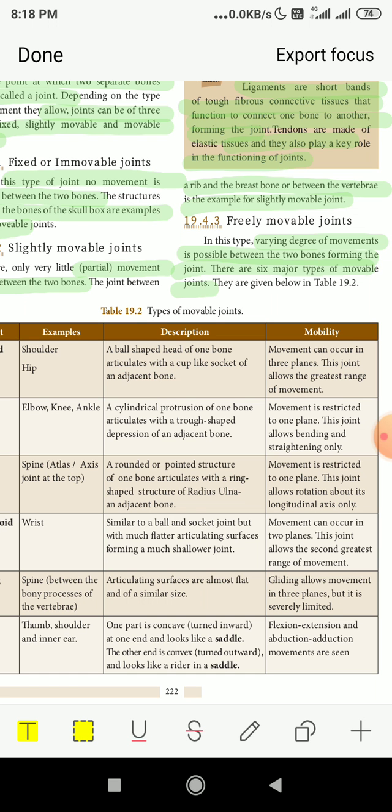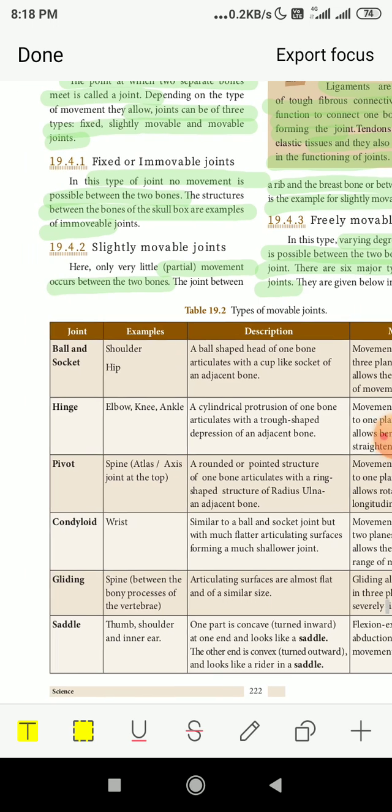Movement is restricted to one place. This joint allows bending and straightening only. Only the bending and straightening.